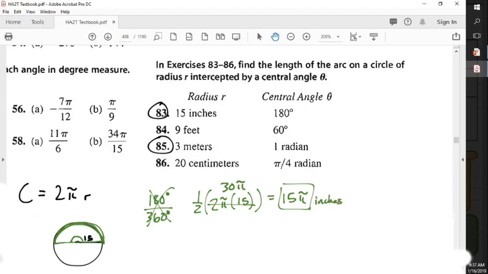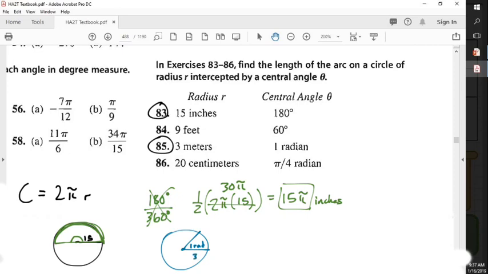Okay, I said I would do 85. Now I'm going to do it. Our radius is 3 meters. Now we're imagining this circle in standard position, and we need 1 radian. You guys know that this is 3.14 radians, right? It's pi. So what would 1 radian look like? Kind of like that, maybe? So that's 1 radian. And then my radius is 3 meters.